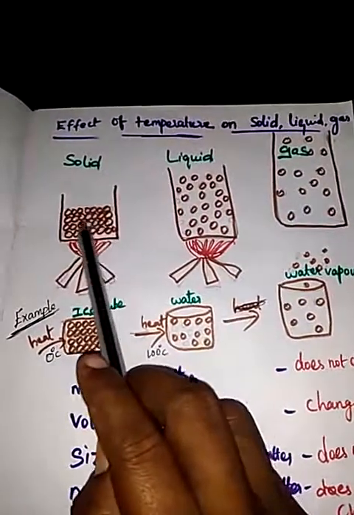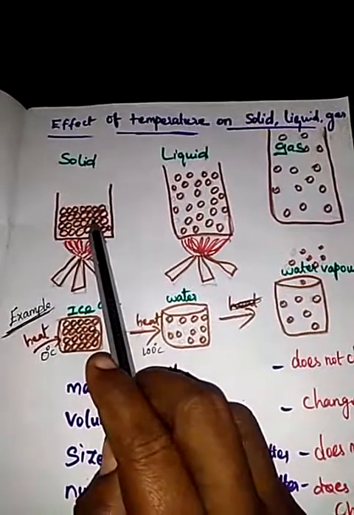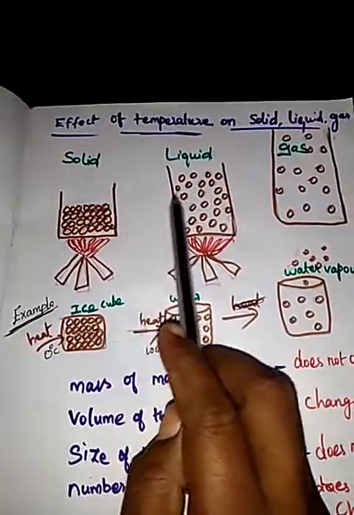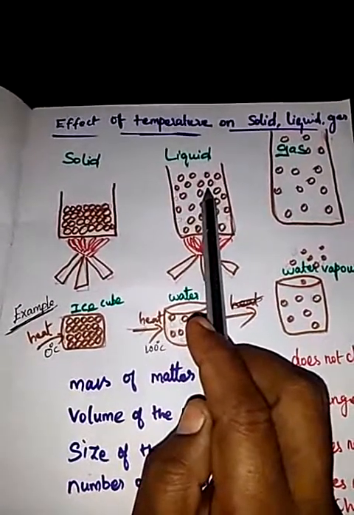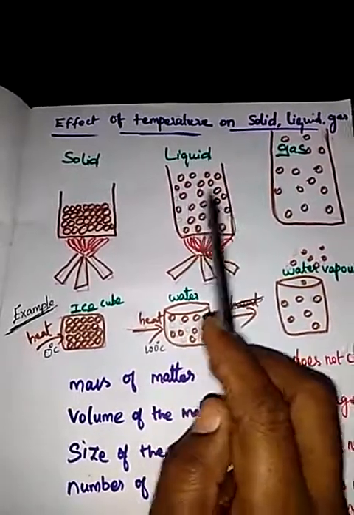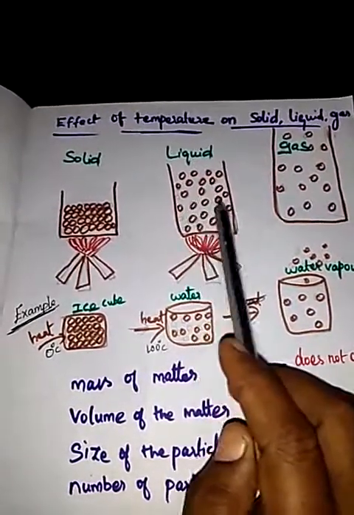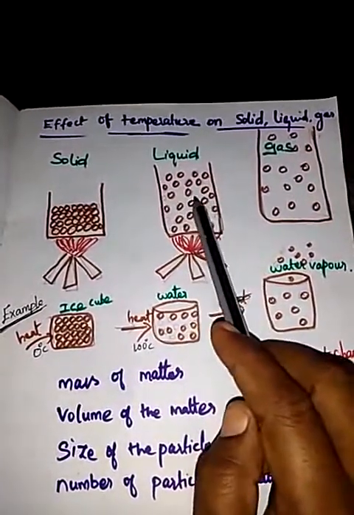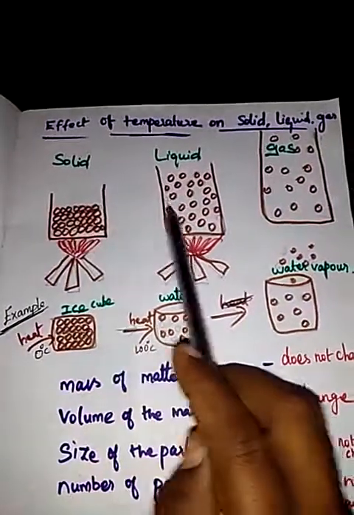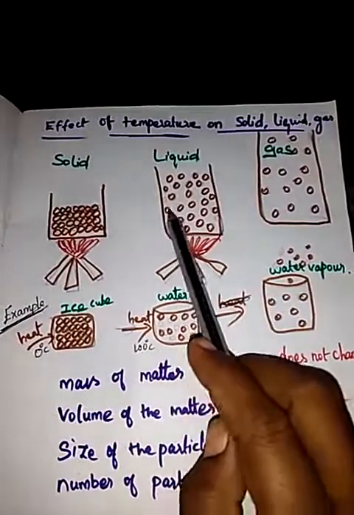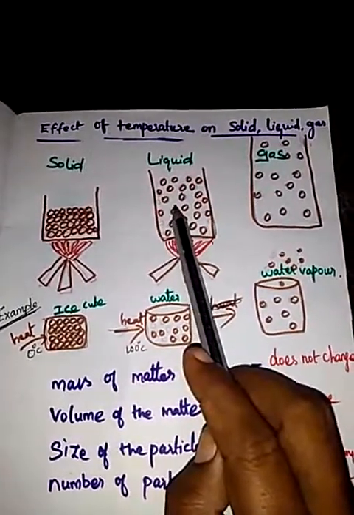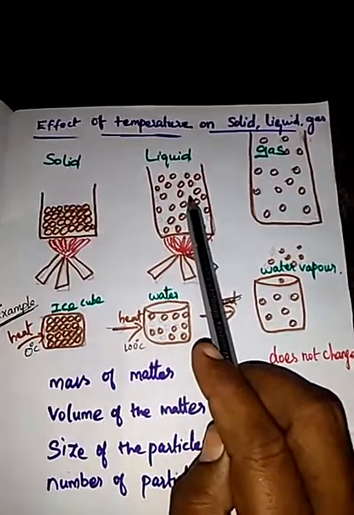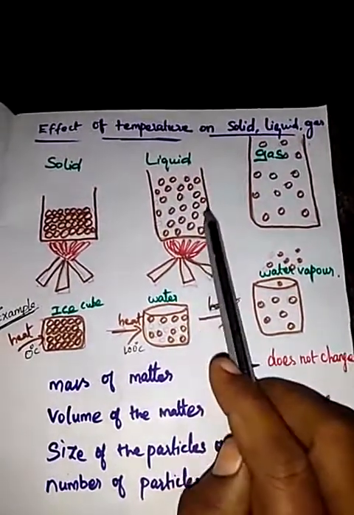These are the solid particles. These solid particles gain energy and vibrate. They move slightly further apart from one another. Here we see some gap. In the solid the particles are tightly bound, here we give some energy. In the liquid form the particles are apart from one another. This causes the volume of matter to increase.